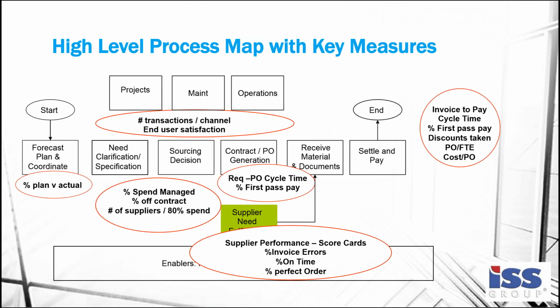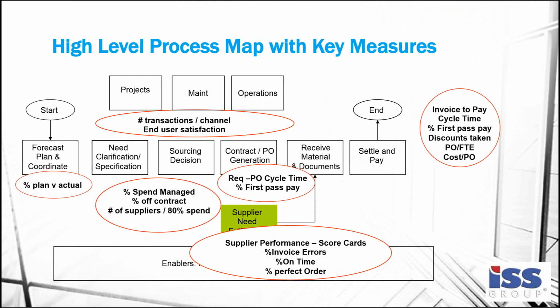Percent off contract. This is maverick buying, people that are buying outside of what the corporation requires them to buy or requests them to buy. That can be anywhere between 20 and 30 to maybe 60%, depending on how mature the procurement area is. So there's a lot of diagnostic contributory metrics in here as well.